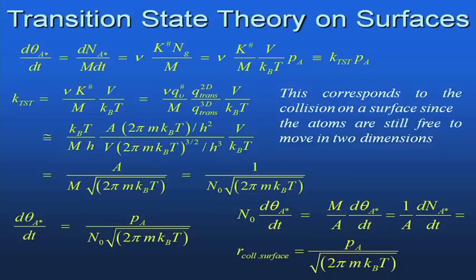discussed the indirect adsorption process, okay, and we ended at this expression: d theta a star dt is equal to P A, the pressure of A, divided by N 0, that is the number density of sites available, times the square root of 2 pi m k_B T. This corresponds to the collision on a surface, since the atoms are still free to move in 2 dimensions, that is, on the surface there is collision.